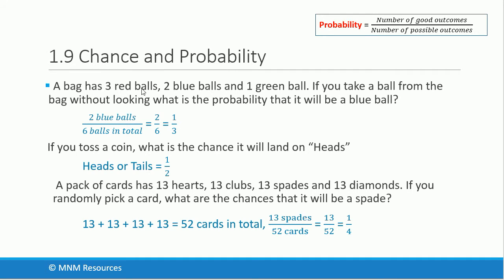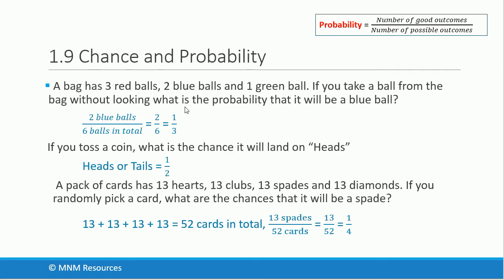A bag has 3 red balls, 2 blue balls and 1 green ball. If you take a ball from the bag without looking, what is the probability that it will be a blue ball? Okay, so we need to calculate the probability of getting a blue ball. So the equation for probability is the number of good outcomes, in this case the number of times you can get a blue ball, over the number of possible outcomes. The number of possible outcomes in this example would be getting any ball.